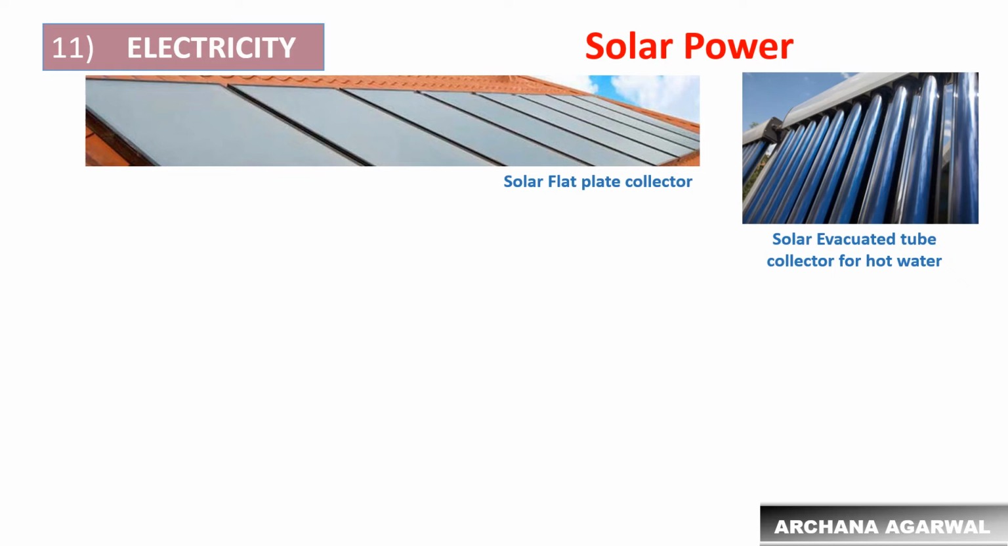Unlike flat panel collectors, evacuated tube collectors do not heat the water directly within the tubes. Instead, air is removed or evacuated from the space between the two tubes, forming a vacuum, and hence the name evacuated tubes.